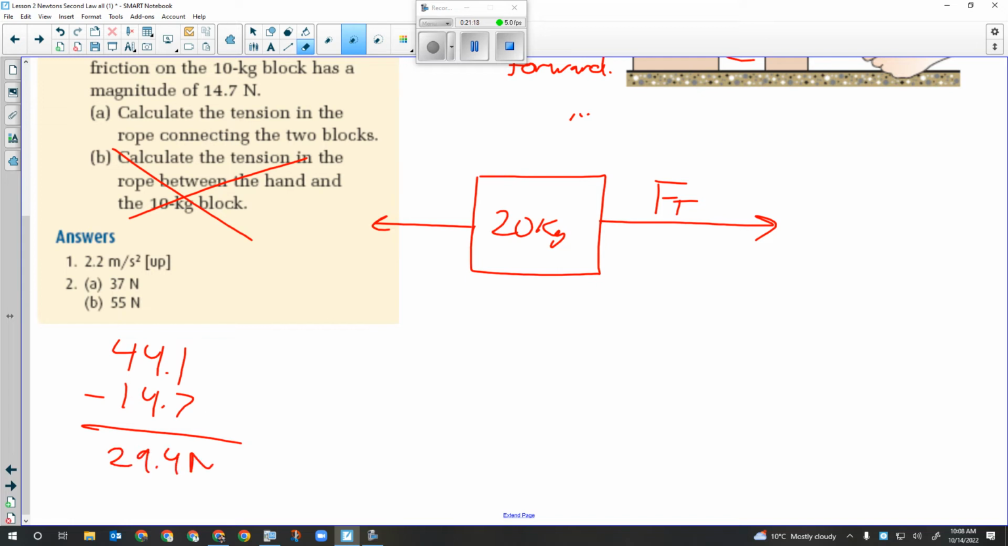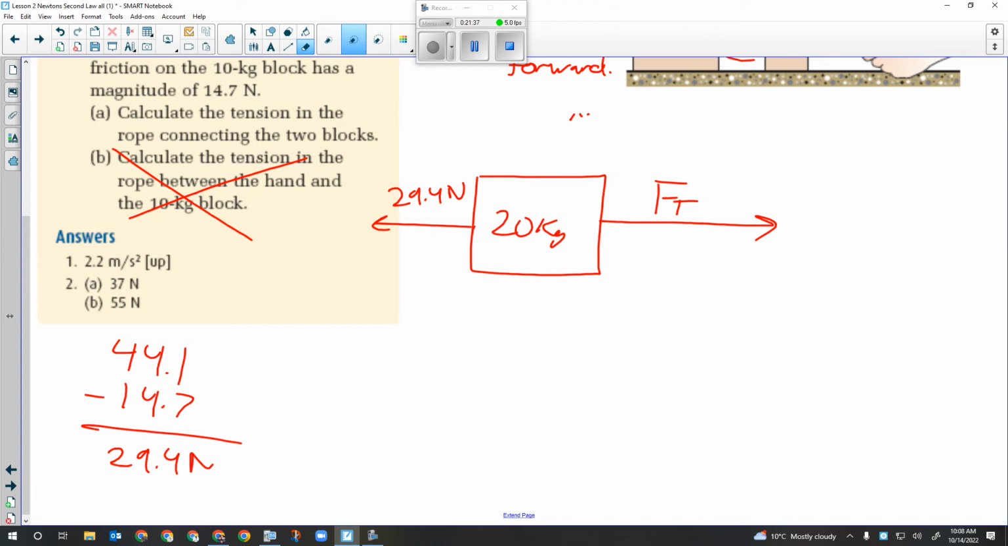29.4 newtons. Okay, so 29.4. All right, those are the only two forces acting on that last block. The extra step was I had to calculate the force of friction, which I didn't have to do in the other block. Okay? So now that I've got those, can I calculate the net force acting on that block?